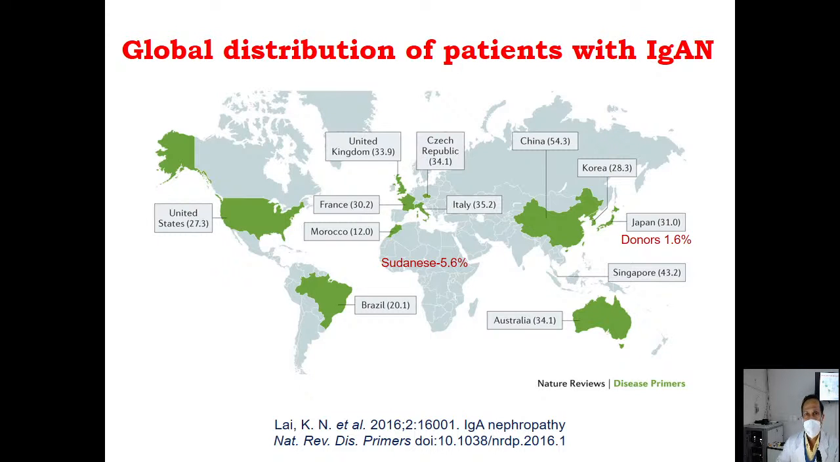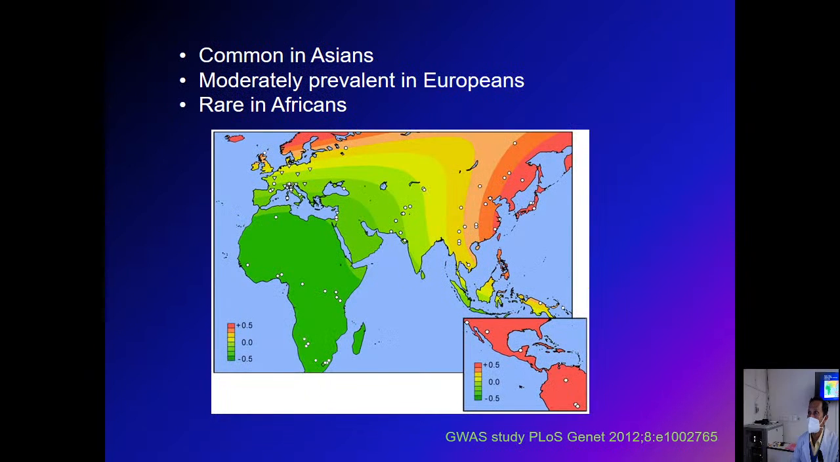And if you go to the extreme right, that's Japan, which has a very high incidence. 30-40% of all glomerular disease is IgA nephropathy. In normal donors, when they have been biopsied, it's as high as 1.6%. So there is a great difference worldwide, as well as in Southeast Asian countries, it is very high, as you can see here in the next slide. So it is very common in Asians, moderately prevalent in Europeans, and rare in Africans. So this sums up the prevalence of IgA nephropathy worldwide.